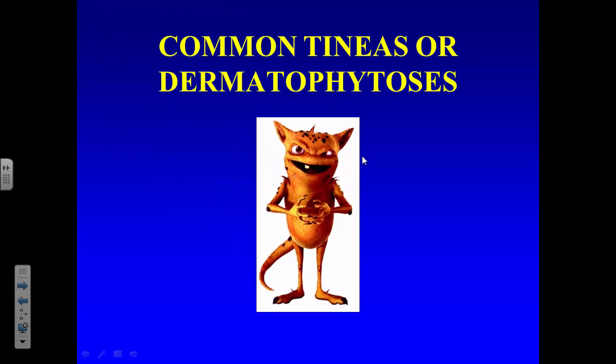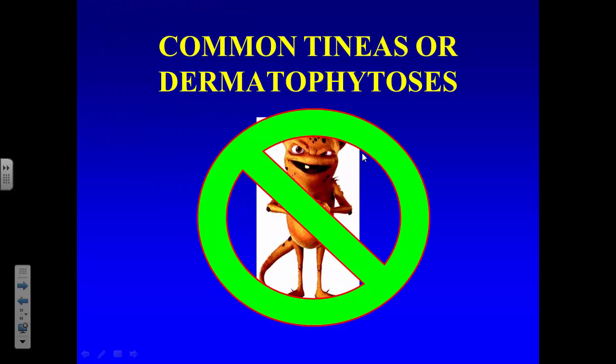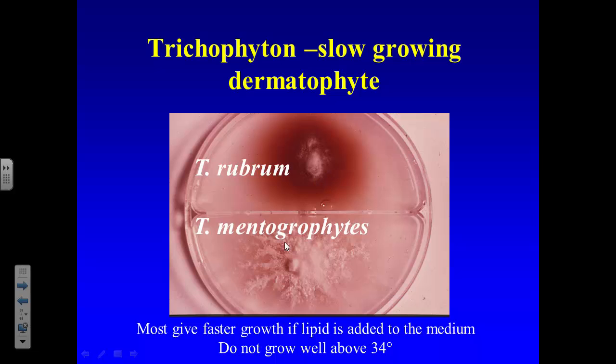Okay, this is not what they look like, but they do look like this when they're growing on agar. Here are two species of Trichophyton. Again, you see this mold. The important thing I want to show you about this slide is that these genera, all the Trichophyton, Epidermophyton, and Microsporum, are very slow growing. It takes about a month for them to grow out on a petri dish like this.